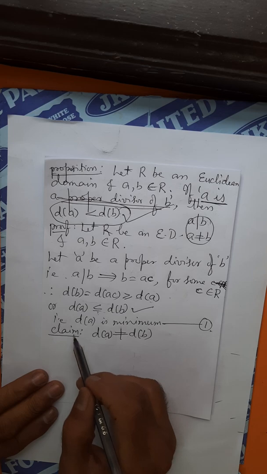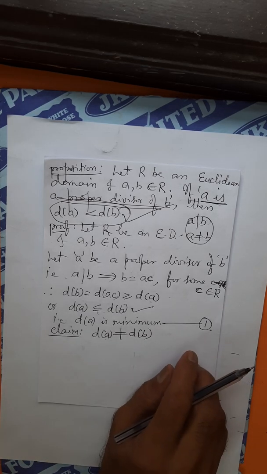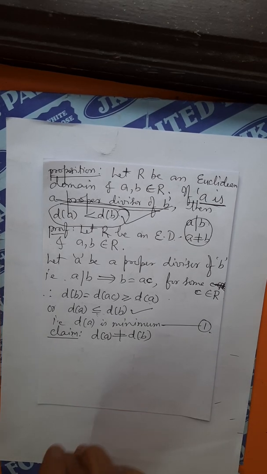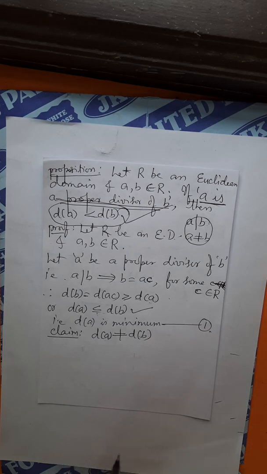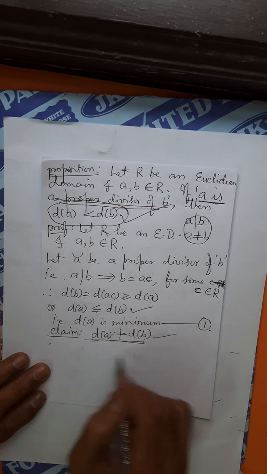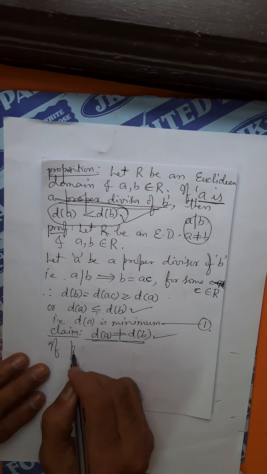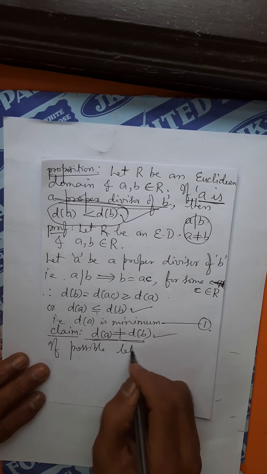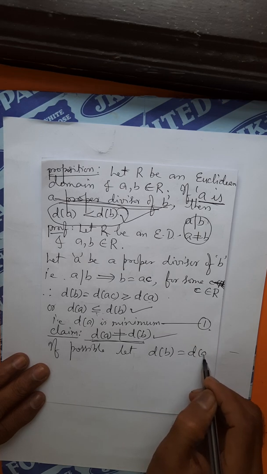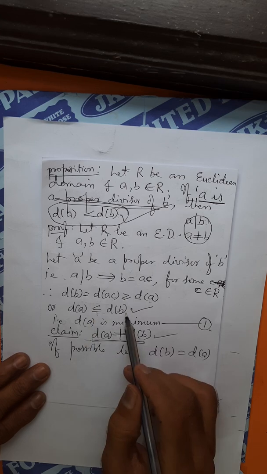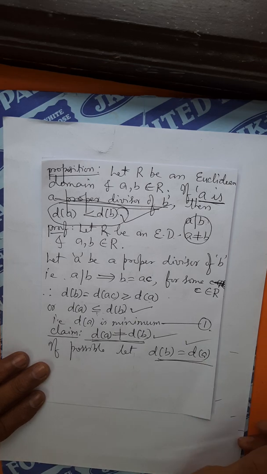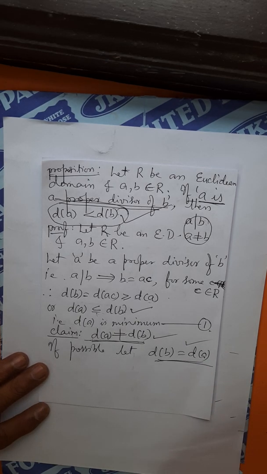This is our claim. If you say that we want this, you have to prove it. Assume the contrary, if possible. You have to establish the claim. If possible, let D value of A be equal to D value of B. No problem. Take them as equal. If they are equal, what happens now?